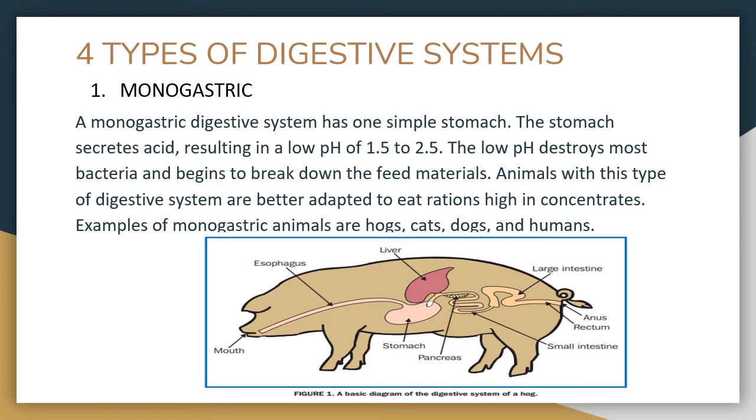Concentrates are highly digestible feedstuffs that are high in energy and low in fiber. Concentrates are typically 80 to 90% digestible. Examples of monogastric animals are hogs, cats, dogs, and humans.